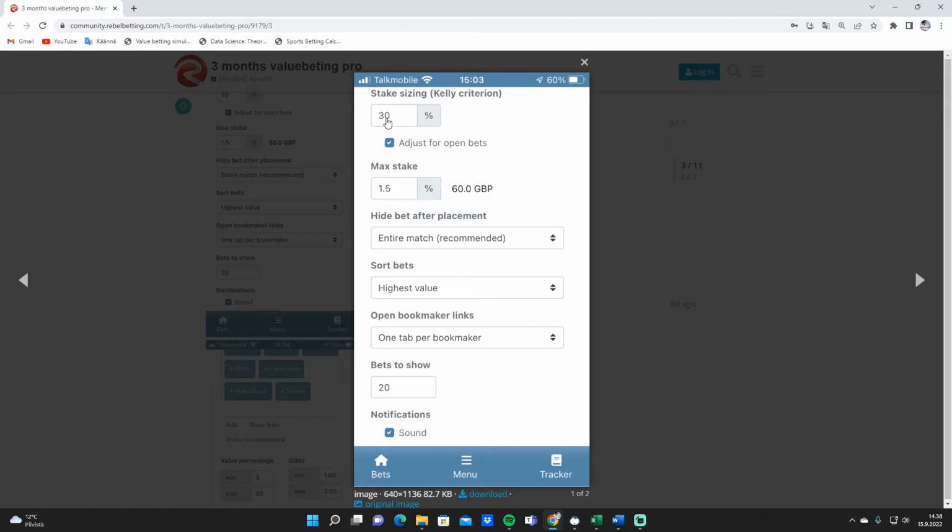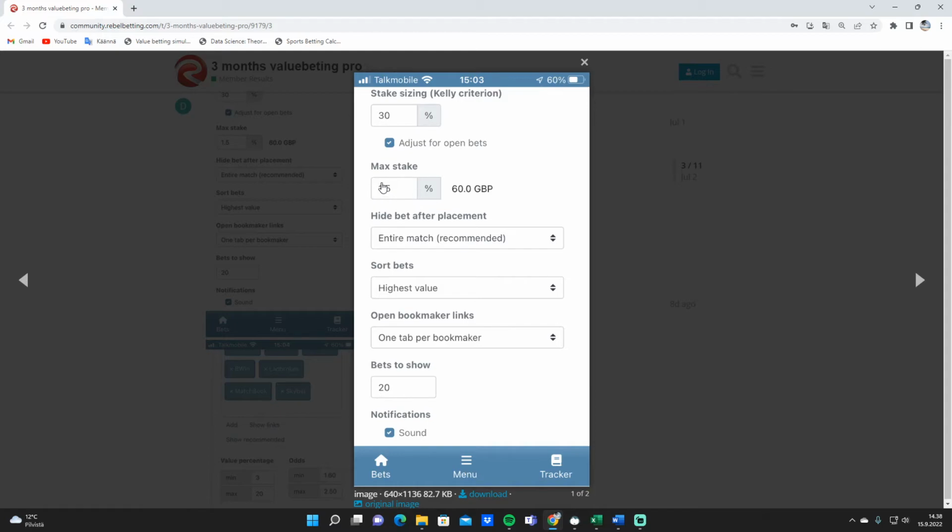Well, 30% Kelly stake and 1.5 max stake. 1.5 is pretty good. I think if he has made 4.5k profit already, and he has the starting bankroll there too, I would probably reduce this to 1%.